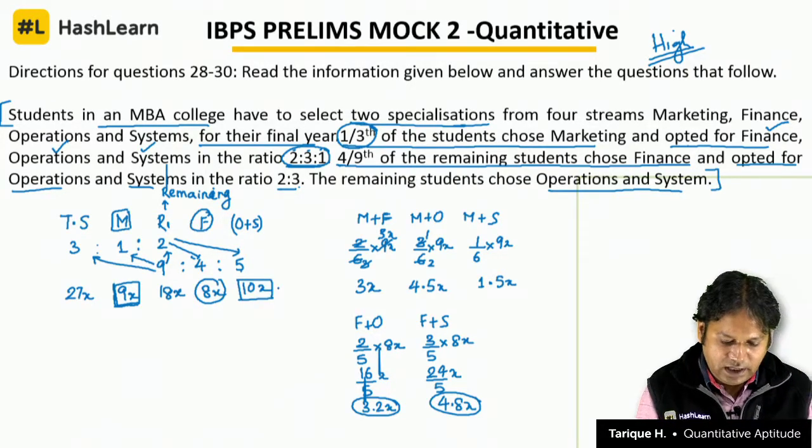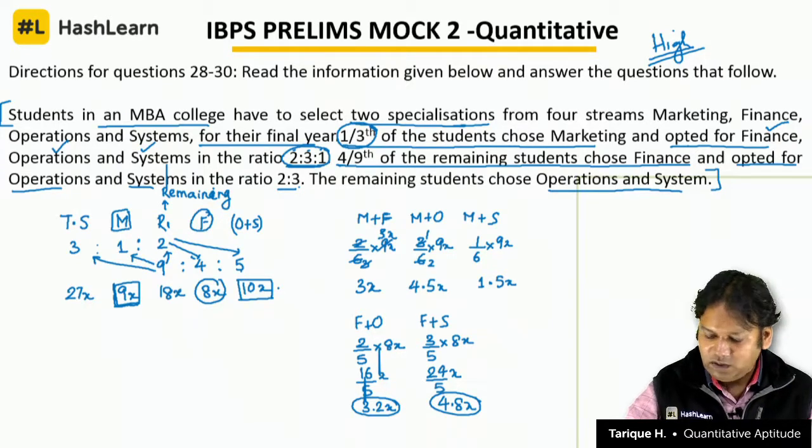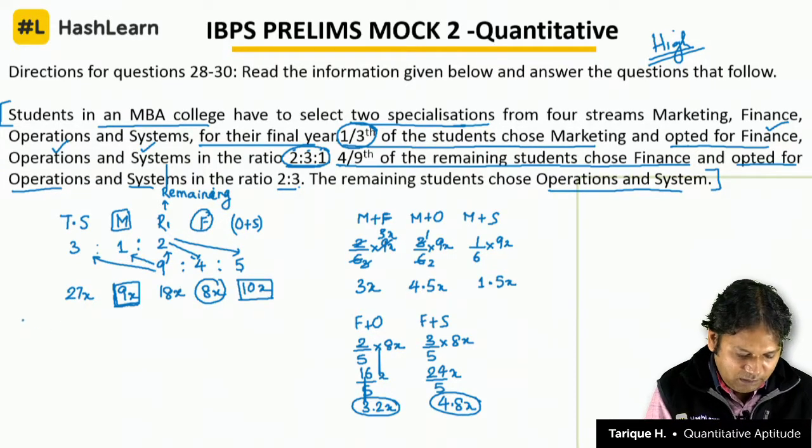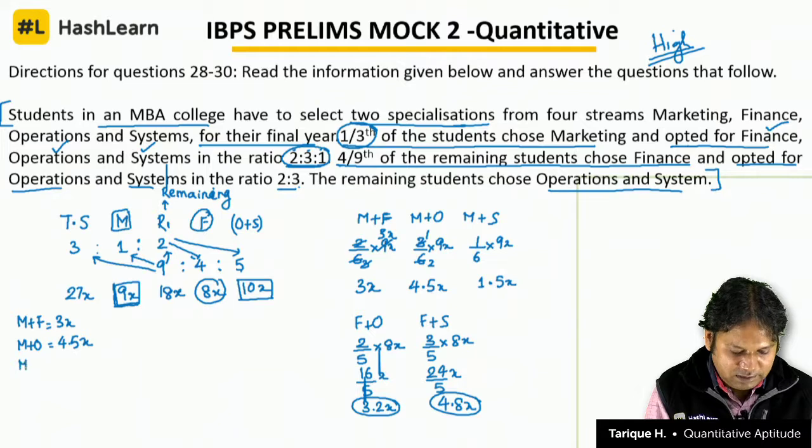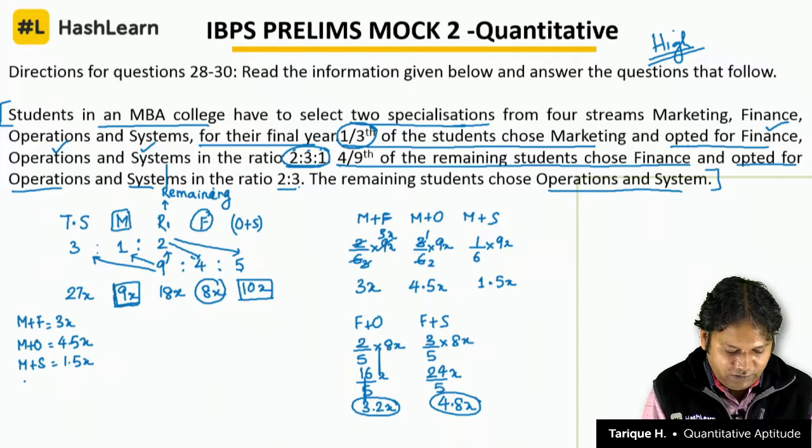10x. So let's write here the total of all the people who have taken all the subjects. Marketing plus finance, 3x. Marketing plus operations, 4.5x. Marketing plus systems, 1.5x. Then finance plus operations 3.2x, finance plus systems 4.8x, and operations plus systems 10x.